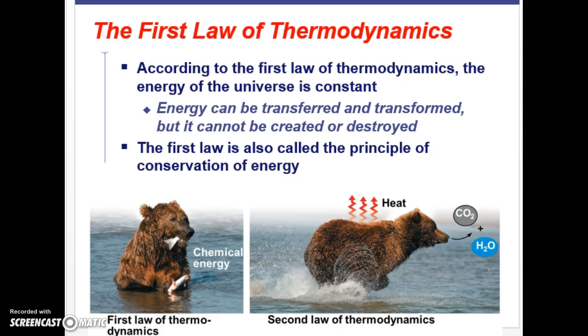The first law of thermodynamics says that energy can be transferred and transformed, but it cannot be created or destroyed. So this is an important first law that is also called the principle of conservation of energy. For example, plants do not produce energy. Instead, they transform light energy to chemical energy, and that's an important distinction to keep in mind.